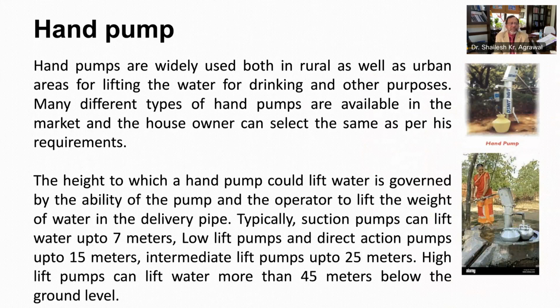Typically, suction pumps can lift water up to 7 meters, low lift pumps and direct action pumps up to 15 meters, intermediate lift pumps up to 25 meters. High lift pumps can lift water more than 45 meters below the ground level.